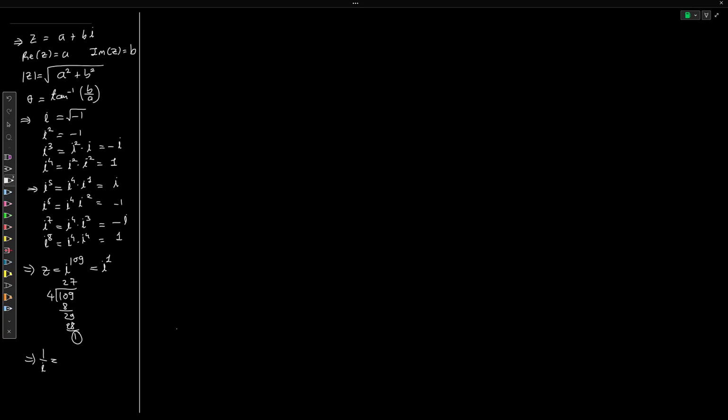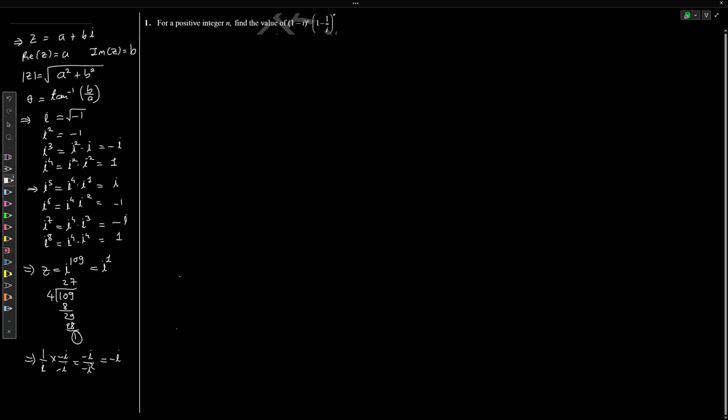What is 1 upon i? Yes, very good. Pandeyji has a formula. We have to multiply and divide by minus i. Right? So minus i in the numerator, and in the denominator we get minus i square, where i square is -1, so this will become minus i. Right? So just remember 1 upon i is minus i. Done? Okay. Now let's use this information.